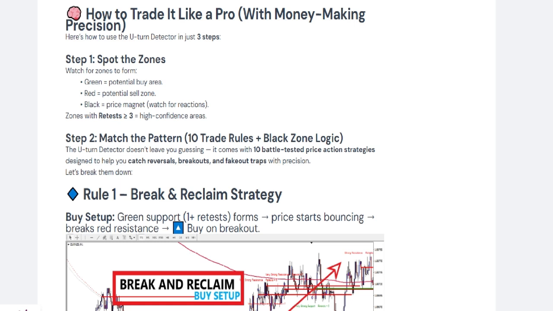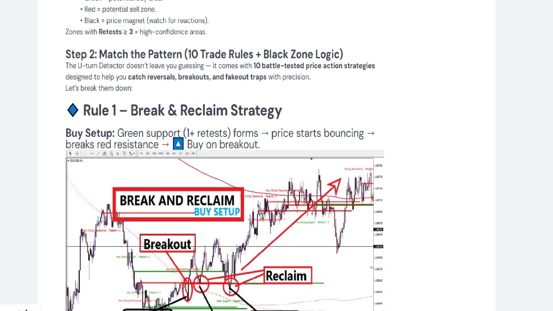Step two, you need to match the pattern rules. We have the 10 trading rules plus the black zone logic that we're going to use to our trading advantage. The U-turn detector doesn't leave you guessing. It comes with 10 battle-tested price action strategies designed to help you catch reversals, breakouts, and fake-out traps with precision. Let's break down the rules again.